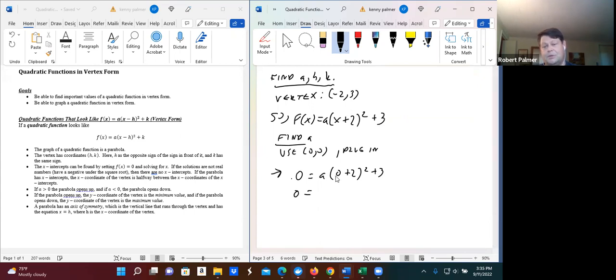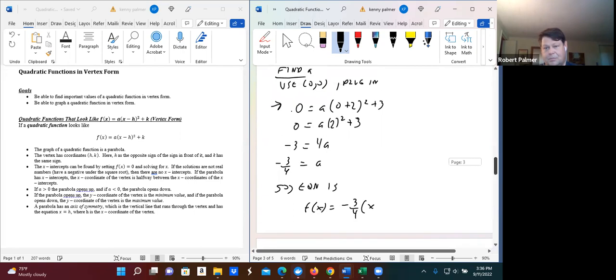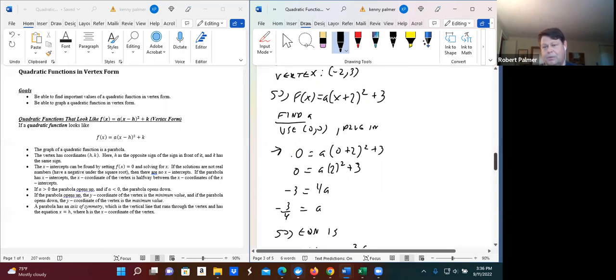Now we have an equation we can solve for a. So we have 0 equals a times 2 squared plus 3. Let's move the 3 to the other side. So that's going to become -3 is equal to, of course, 2 squared is 4, 4 times a. So a, we divide both sides by 4, is -3/4. And so our equation is f(x) is equal to -3/4 times (x + 2) squared plus 3.